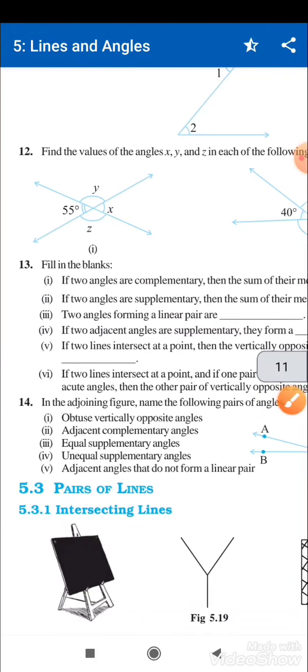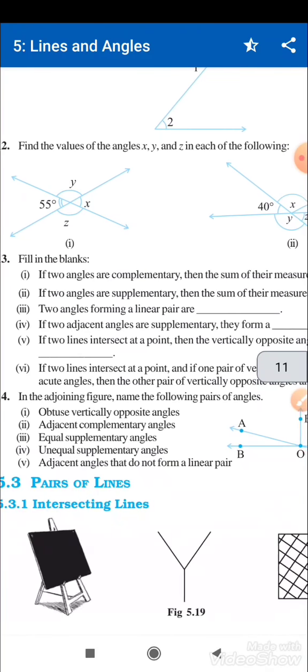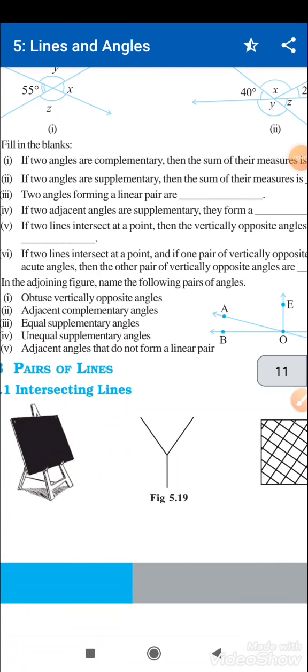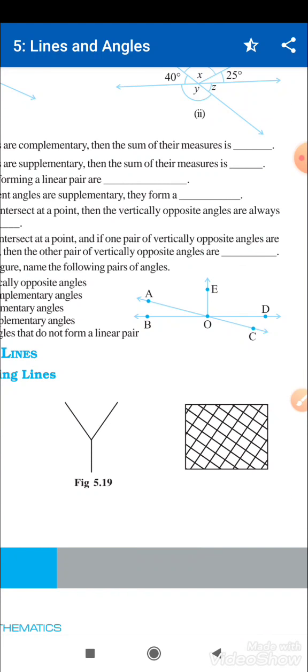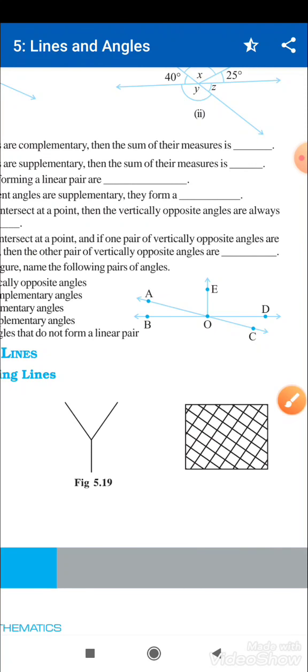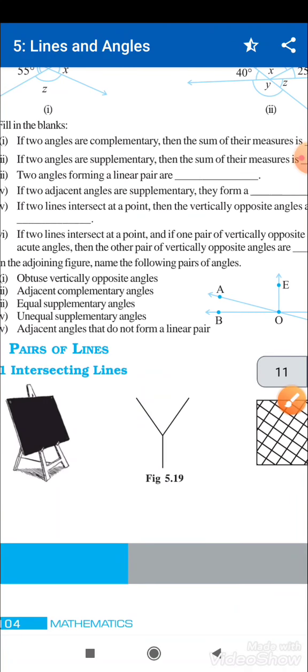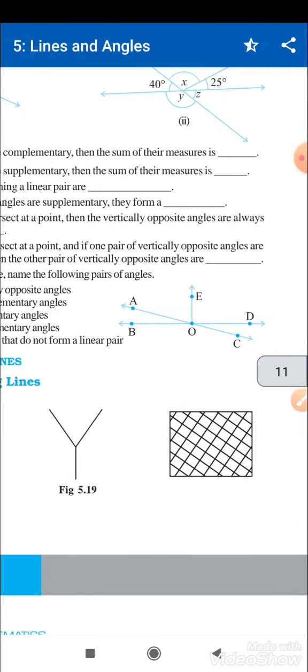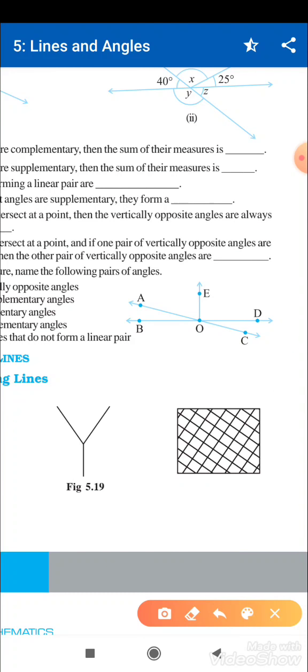Move to our next part. In this part we have to find out the adjacent complementary angles. Adjacent complementary angles means adjacent angles which form a pair of complementary angles. So here is angle AOE and angle AOB, which are adjacent angles and also form a pair of complementary angles. Our next part is equal supplementary angles. So here angle EOD and angle EOB are two supplementary angles which are equal.